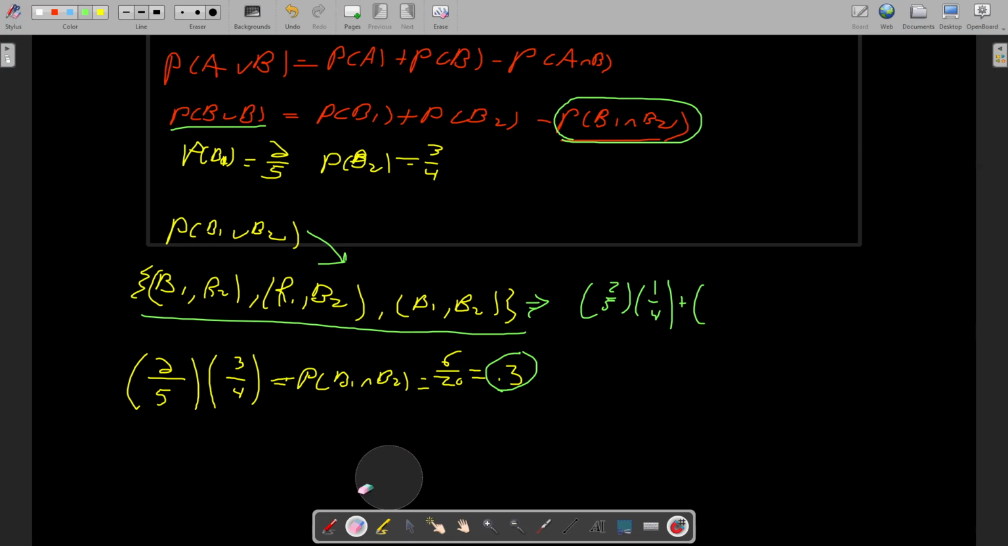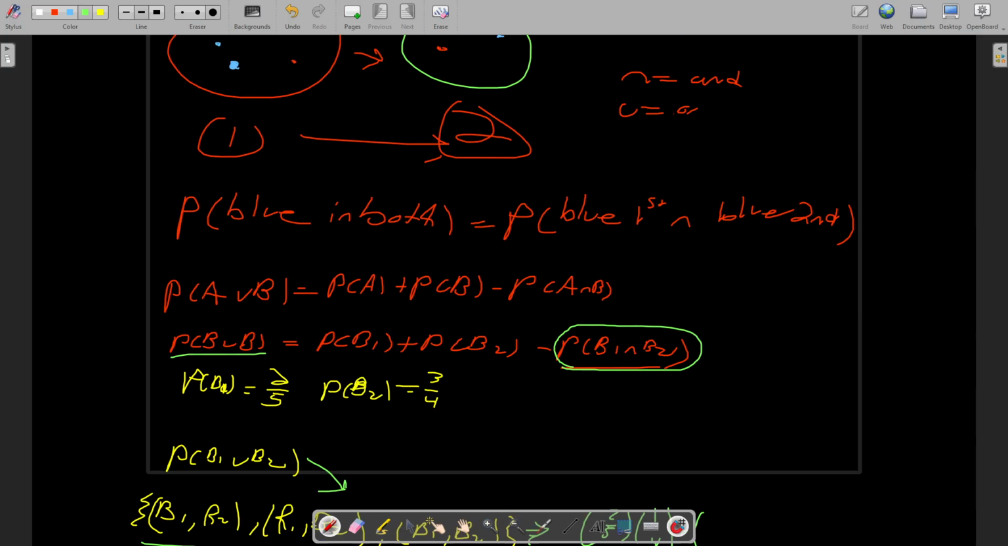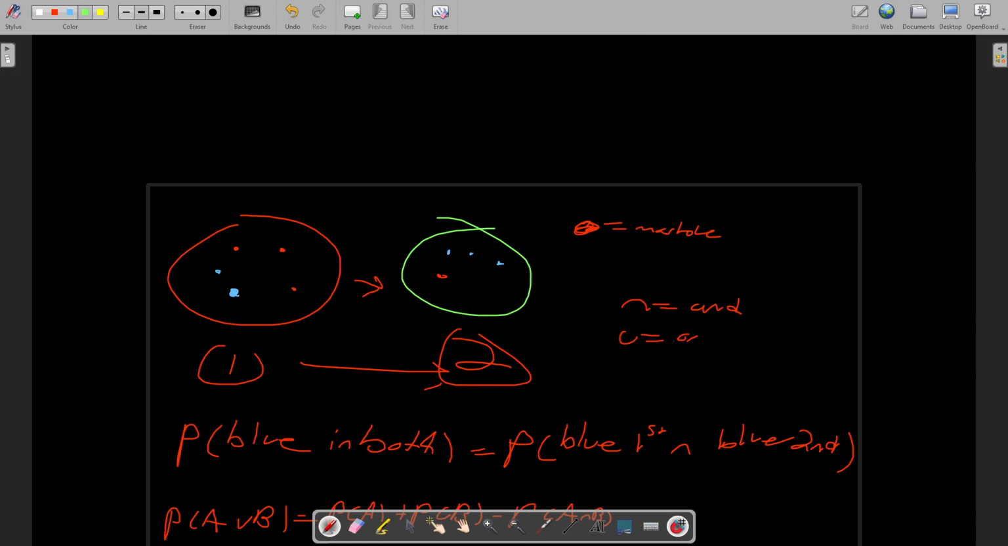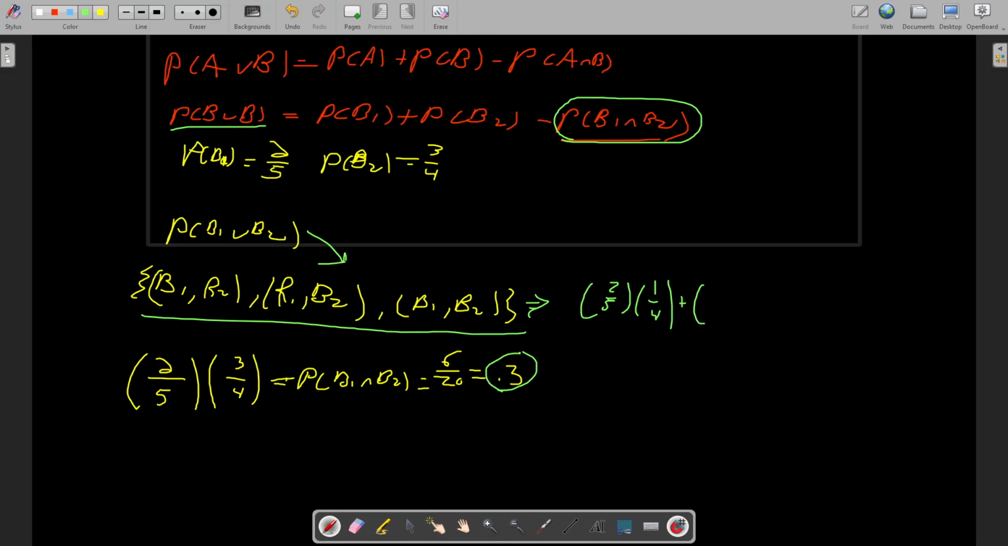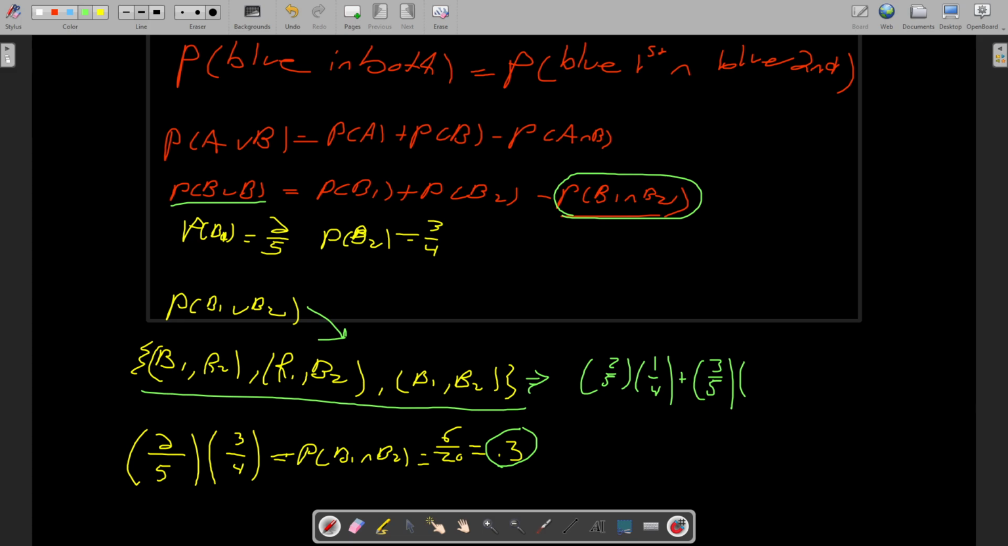So for R1 and B2, well, let's see. There's 3/5 because there's 3 red marbles in the first one, and out of 5 total. And then blue 2, well, that's 3/4. And then we have our blue 1, blue 2, which is 0.3. And then we get, what is this? I think it's 0.85. Yeah.